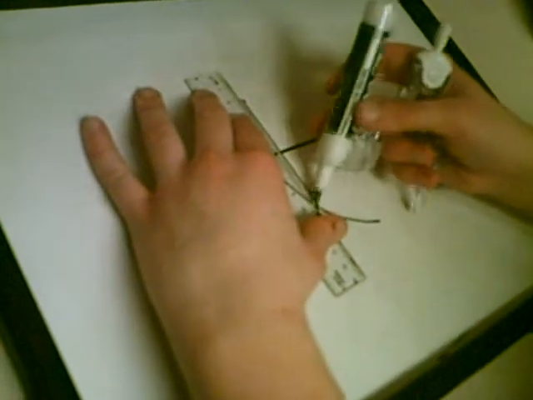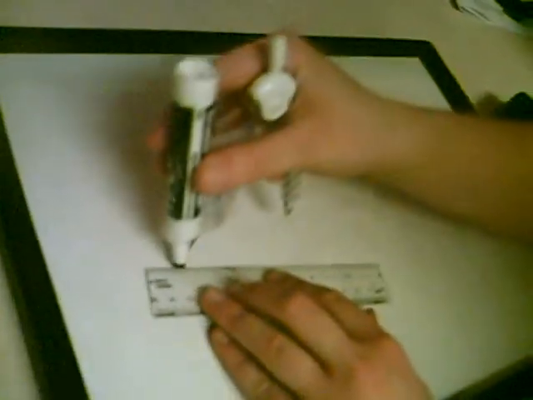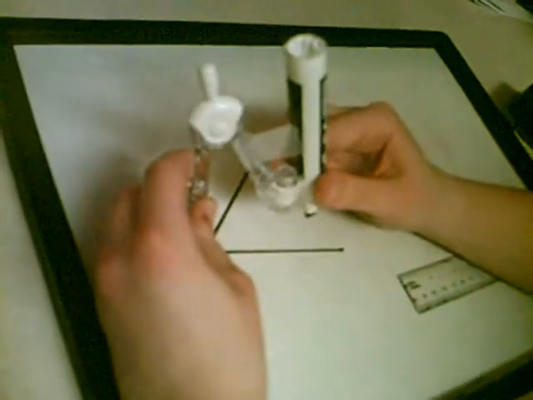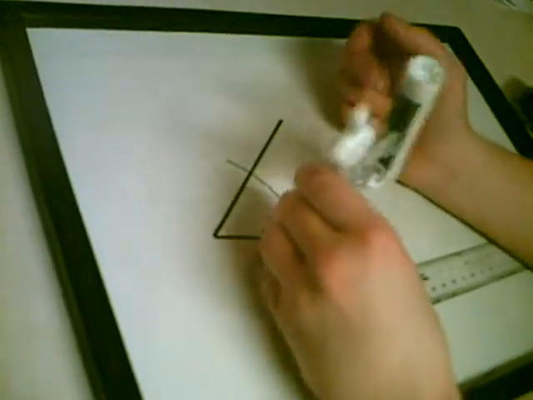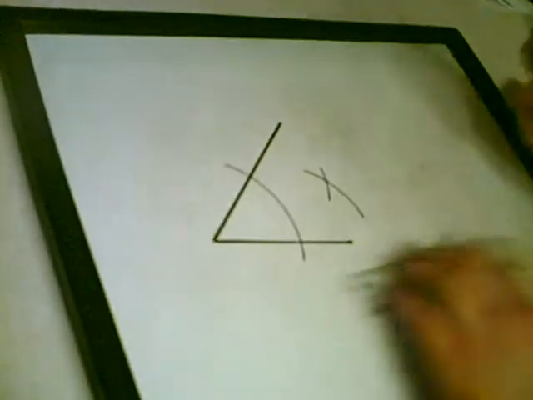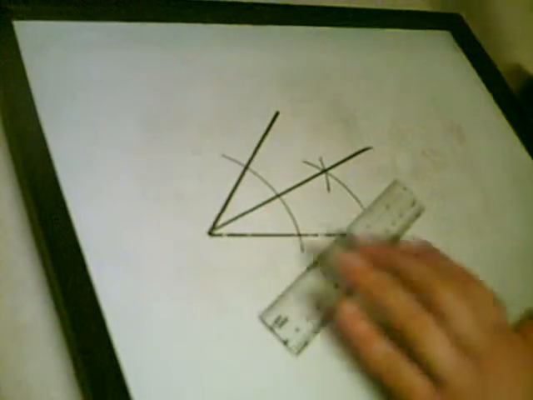Connect those two. Alright. Now if you want to bisect an angle, means cut it into two equal parts. What I'm going to do, I'm going to pick an arbitrary distance. Just like that. Ta-da!